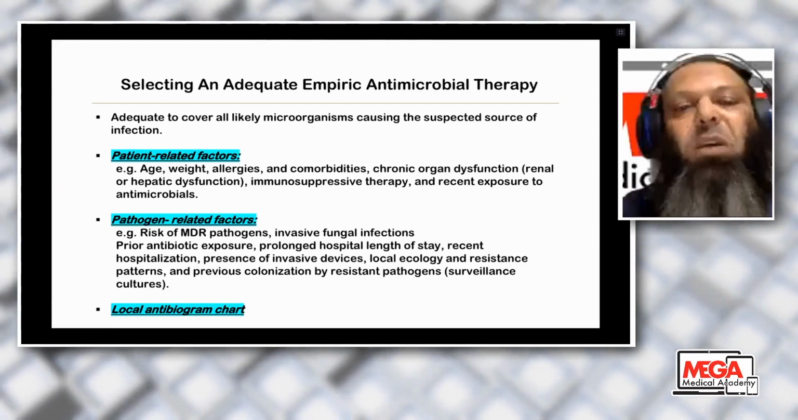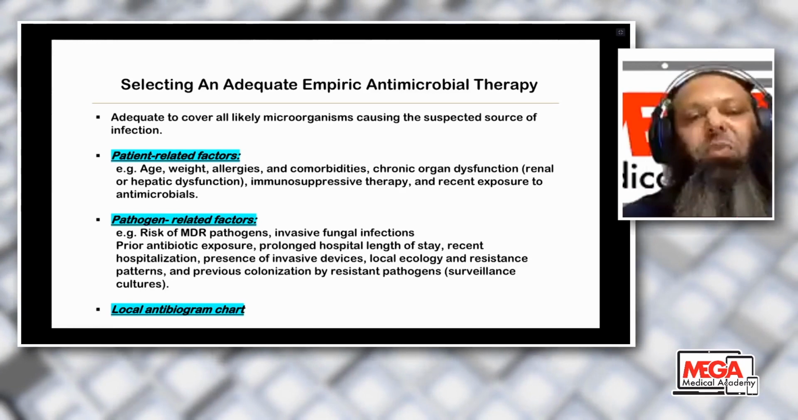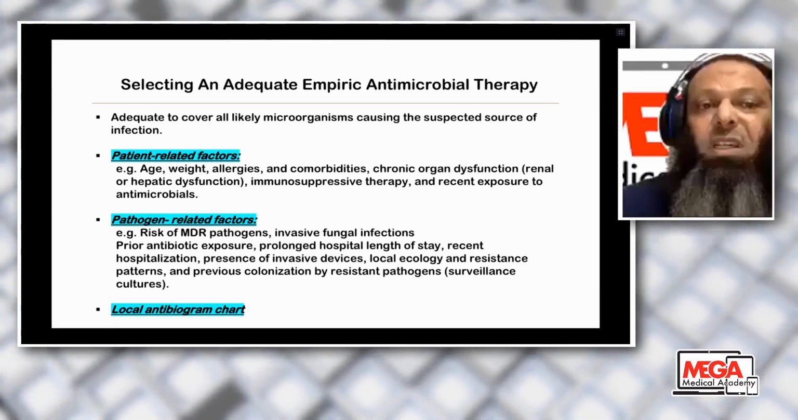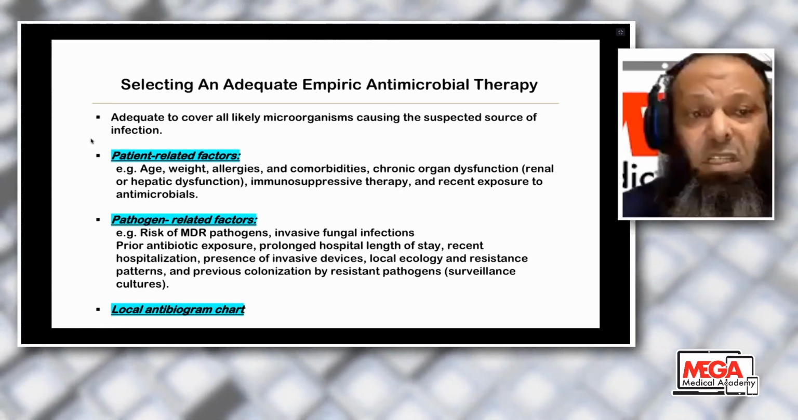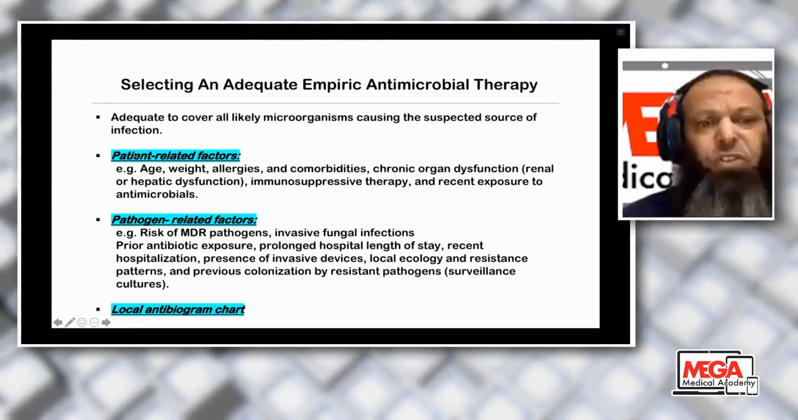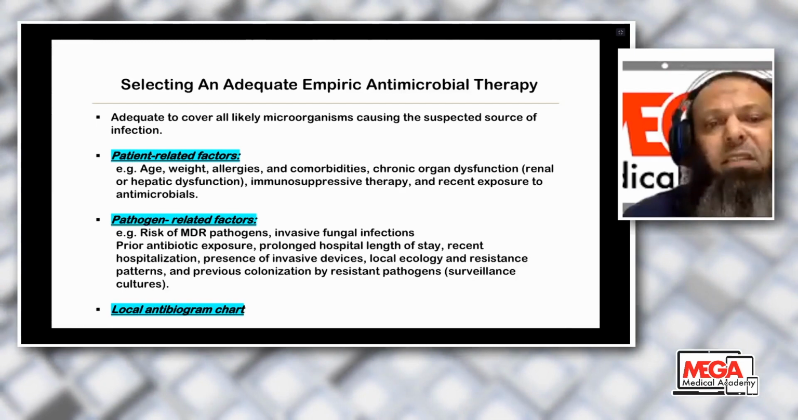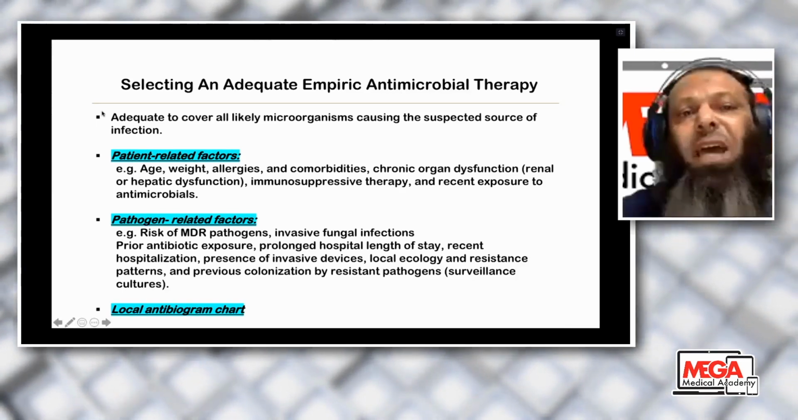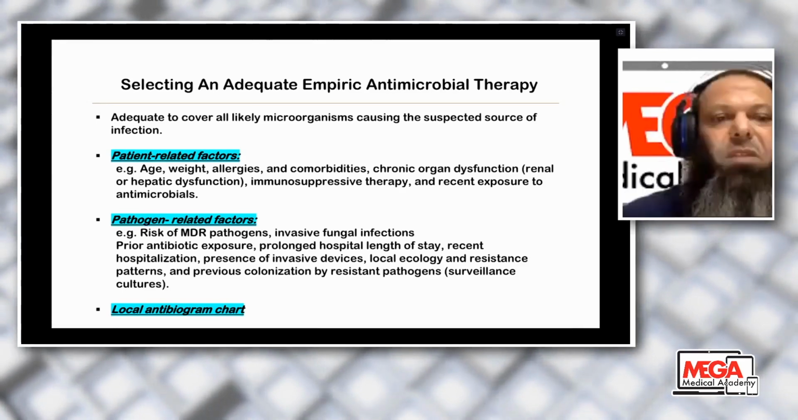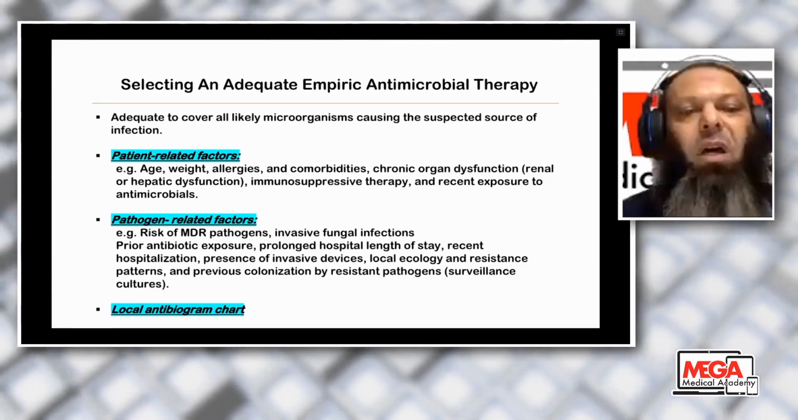So if you are facing a patient or host that is immune compromised, you should think about your antibiotics to cover the most likely organisms. We group it into three major important factors that can help to choose adequately the empiric antimicrobial therapy in sepsis: patient-related factors, pathogen-related factors, and the local antibiogram chart.